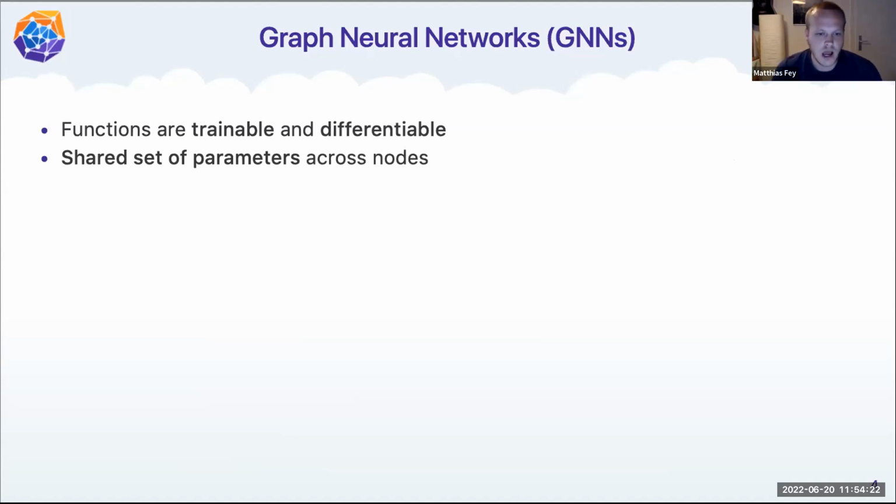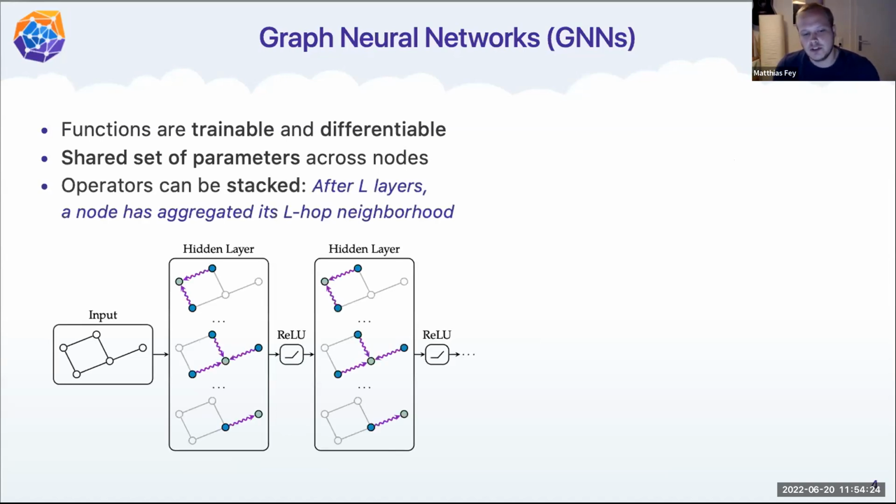If we use these message passing layers in a deep neural network architecture, they can also be stacked and enhanced by nonlinearities. What that means is that after L layers, we've exactly aggregated the L-hop neighborhood representation around each node. So if you have L layers, then the representation that each node has corresponds to a view of the local subgraph around that node.